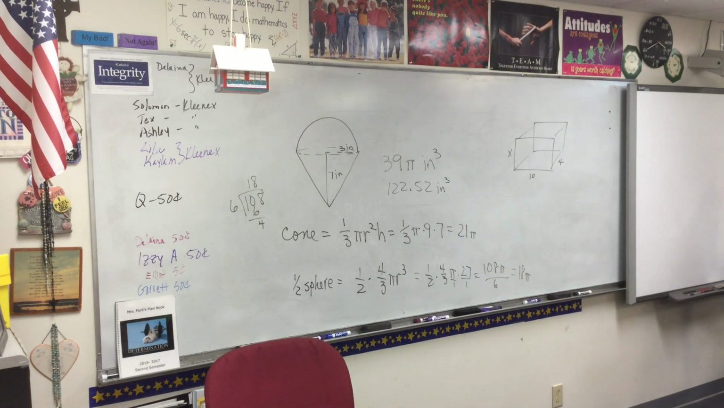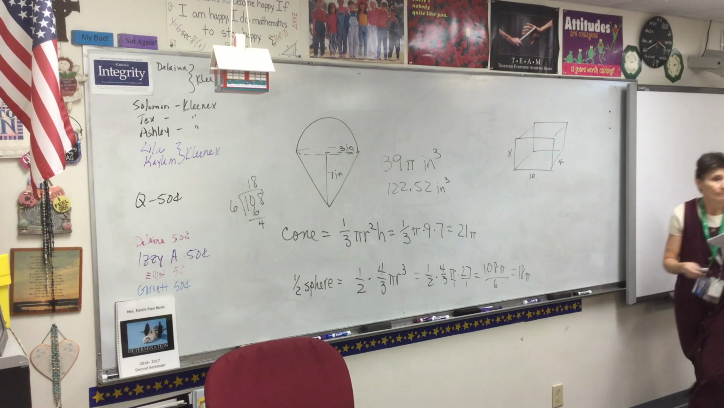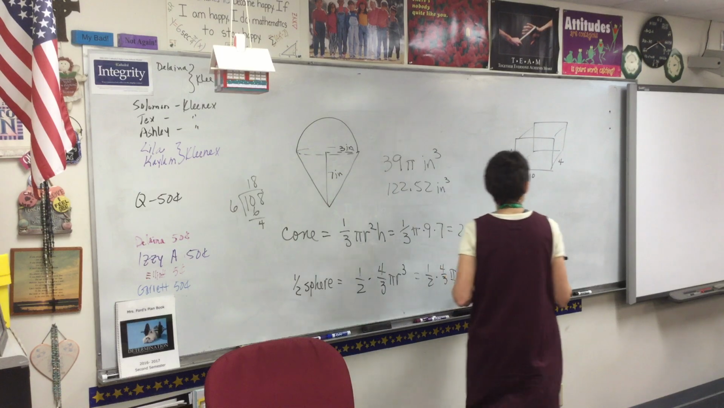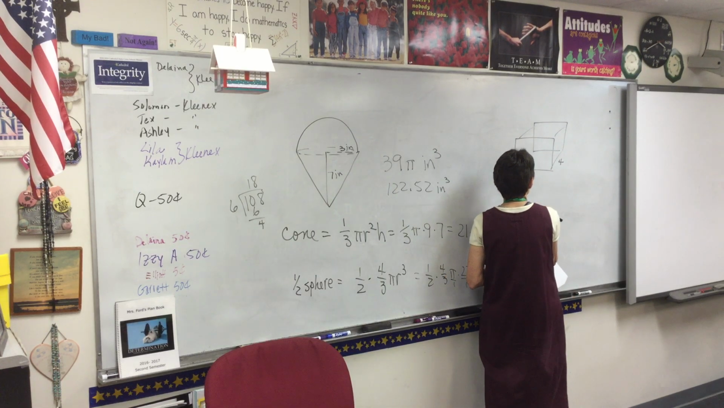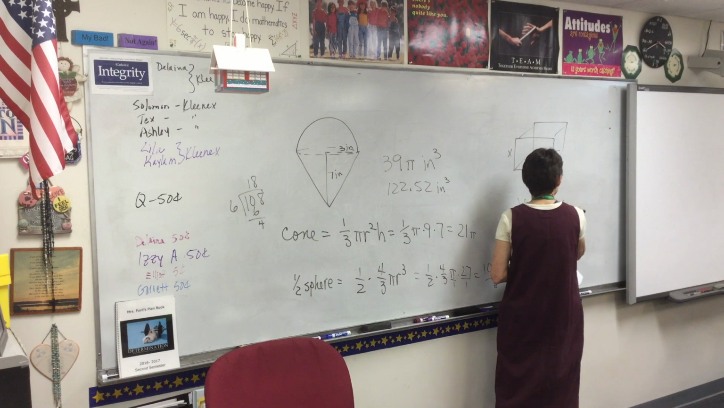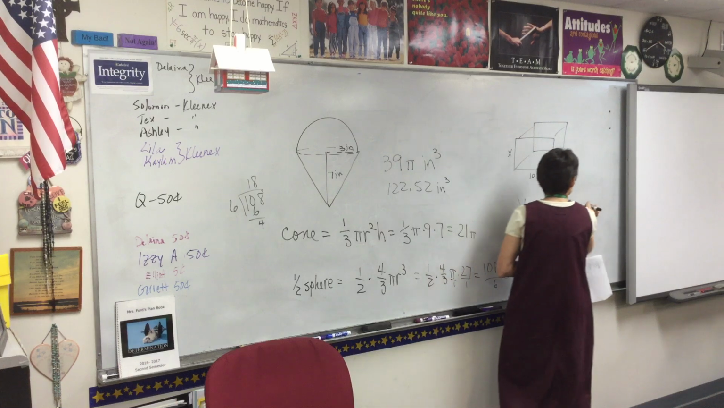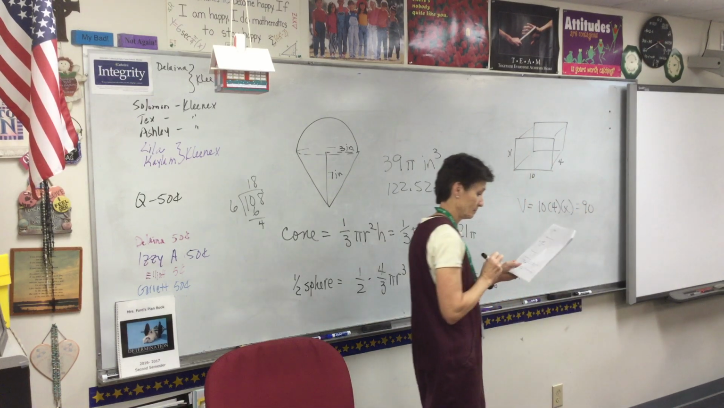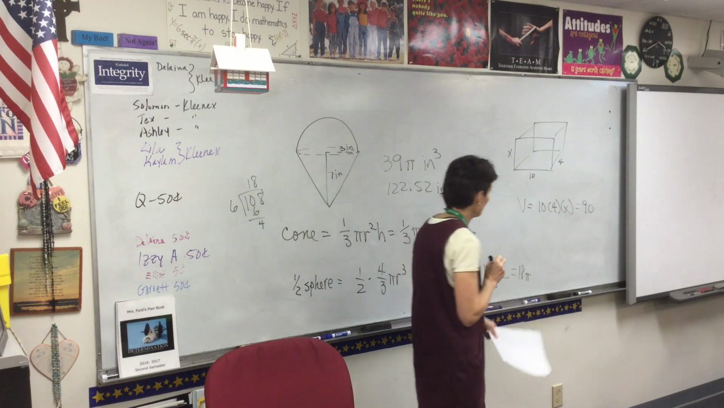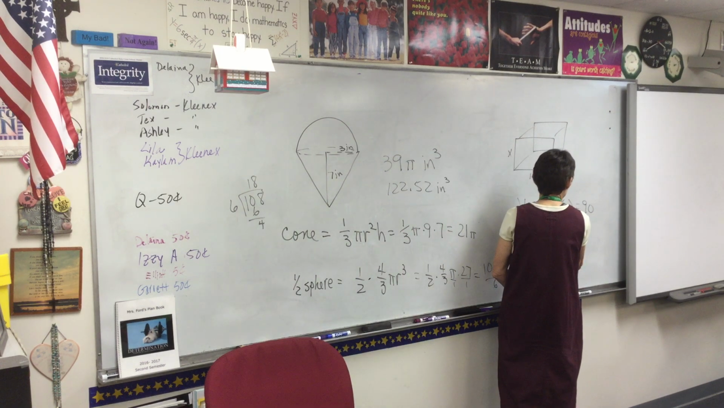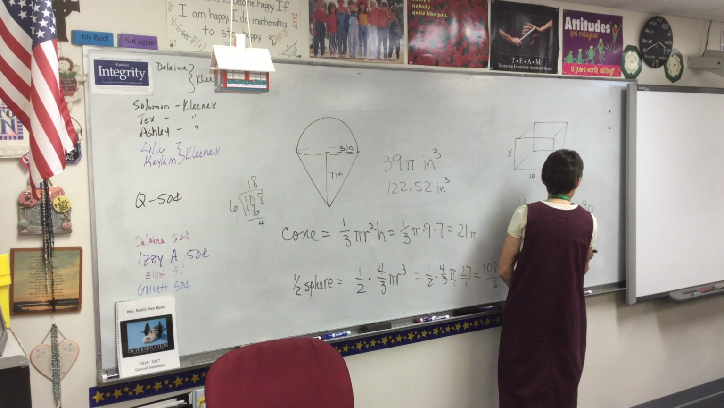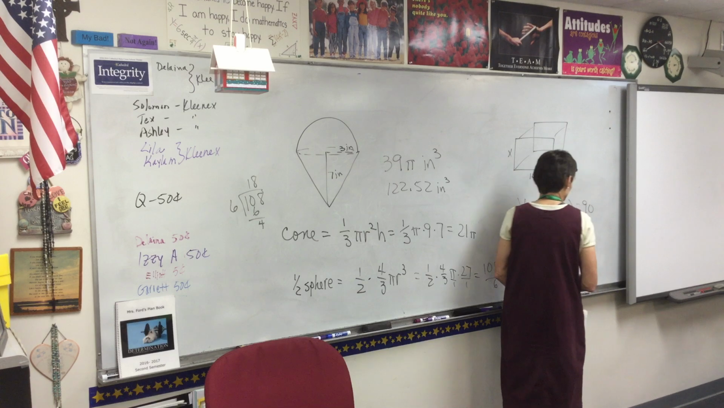What do you think? Anybody have an idea? Length times width times height, that's our formula for volume. So volume equals 10 times 4 times x. But in this case, they told me that the volume is 90. So 40x equals 90. And x equals 90 over 40, which is a decimal 2.25.